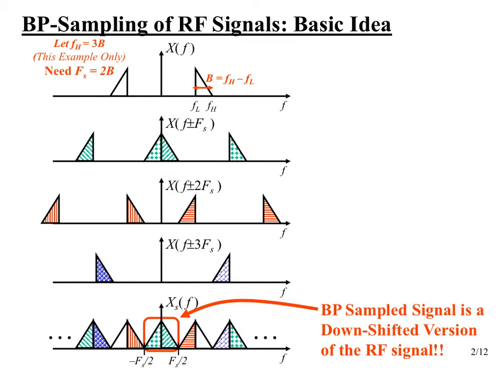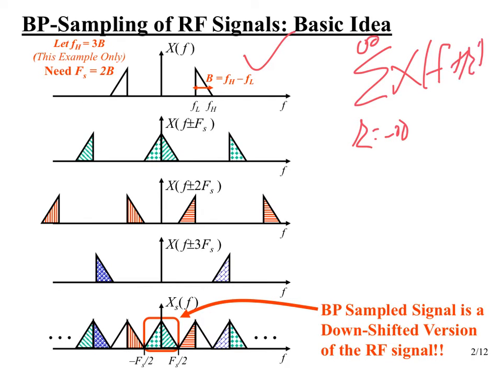And so if we add up the original, if you remember, we had a summation k equal minus infinity to infinity of x of f plus kfs. That's the equation that we're talking about here. So we're going to add this, plus all the other ones, but those are the ones that will show us what we end up with. And when we do that, we get a spectrum that looks like this.